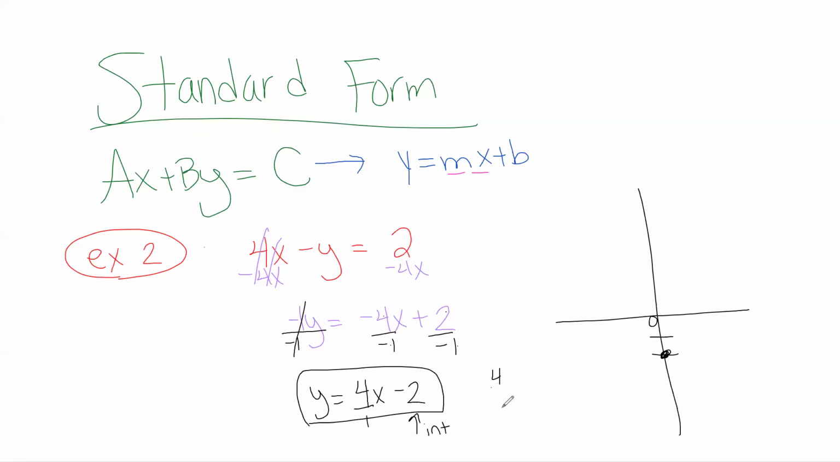Put the slope over 1. That's positive, so we're going to come up 4, right 1. 1, 2, 3, 4, right 1. Again, 1, 2, 3, 4, right 1. Or down 1, 2, 3, 4, left 1. Again, not perfect, but it's good enough.